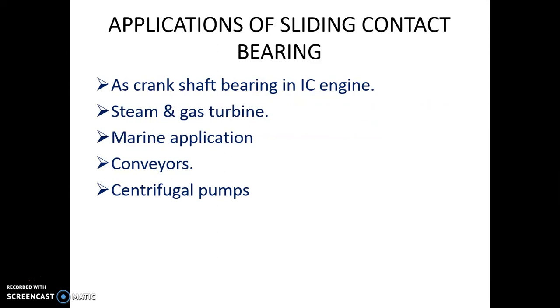These are the applications of sliding contact bearing. It can be used as a crankshaft bearing in IC engines, steam and gas turbines, marine applications, conveyors and centrifugal pumps.